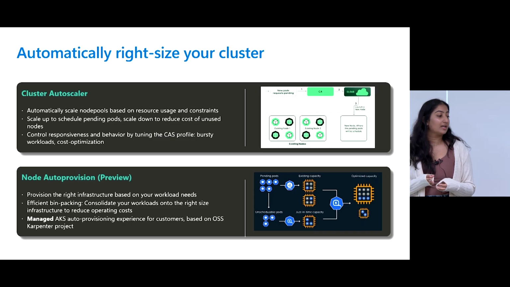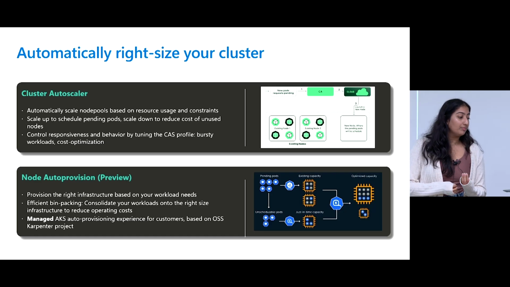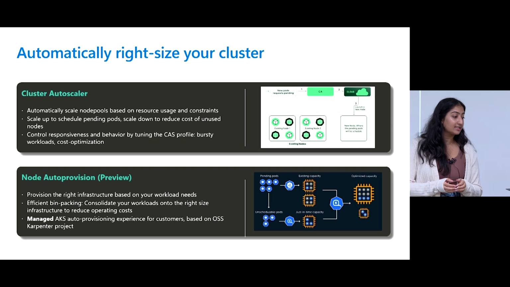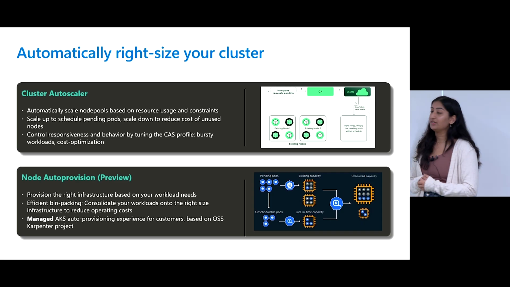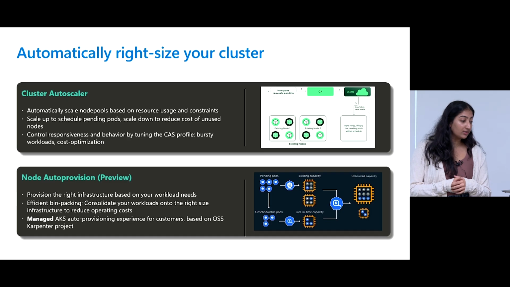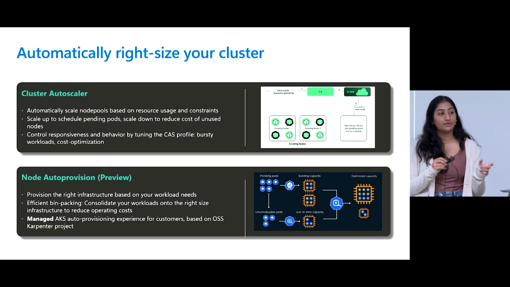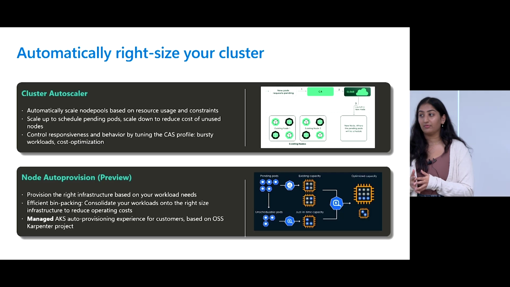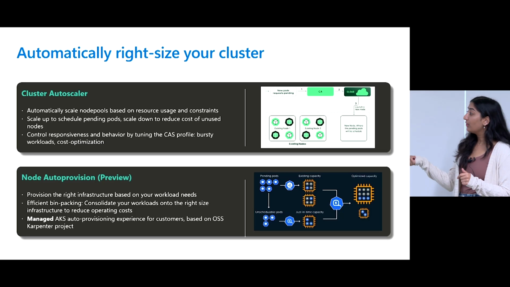This is on the scale of automatically scaling your node pools based on usage and application requirements. You can scale up when there are pending pods and scale down when nodes are unneeded. Tuning the CAS profile to suit your application needs is an approach to this. For bursty workloads and cost optimization, you can adjust different fields within your cluster autoscaler profile to handle those scenarios.